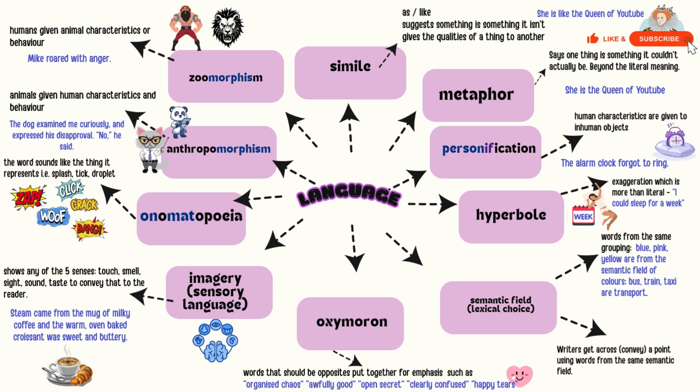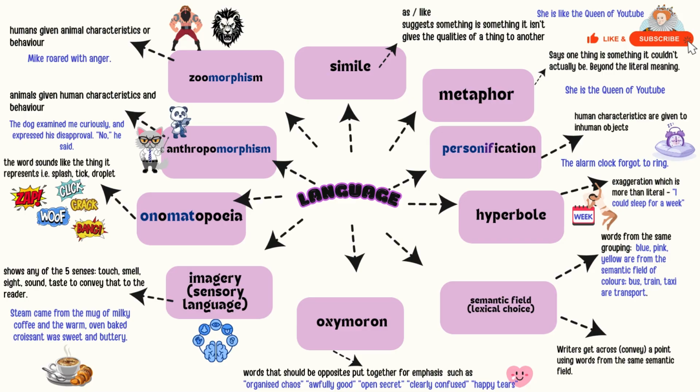So, for example, somebody who is on YouTube all the time or making YouTube videos all the time, you could say, she is like the queen of YouTube. Like, she is like, and like or as is showing that this is a comparison.